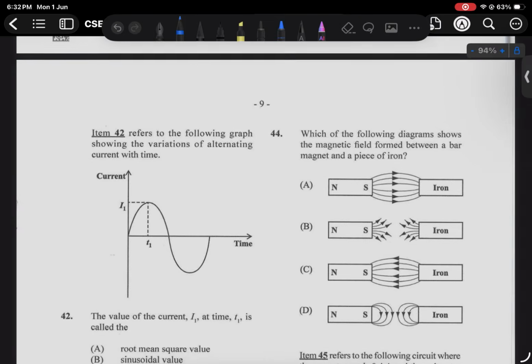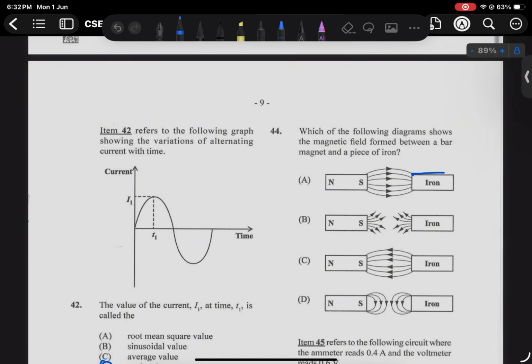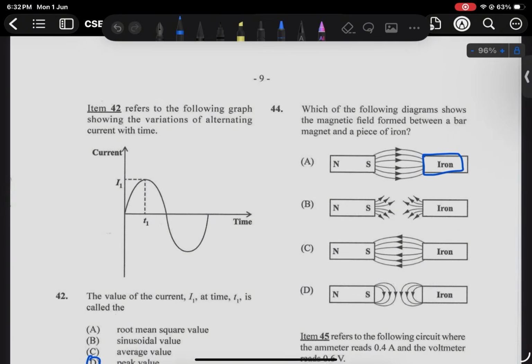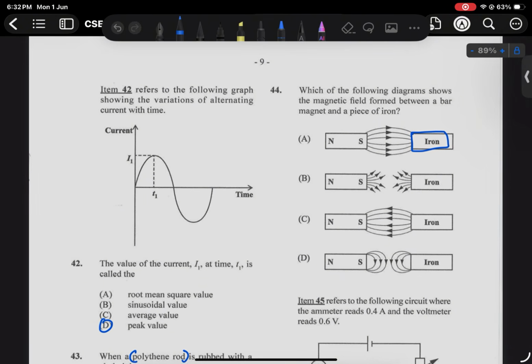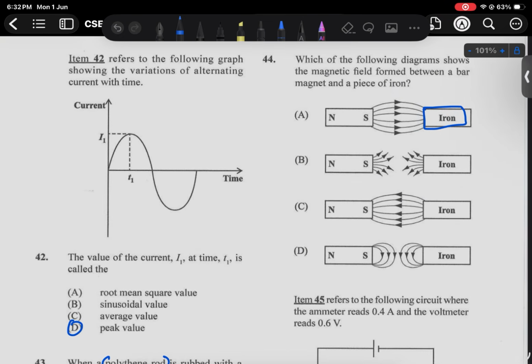Which of the following diagrams shows the magnetic field formed between a bar magnet and a piece of iron? So you know that when the bar magnet is brought to iron, it will cause iron to be temporarily magnetized, and iron would become a magnet itself. And you know, north always travels to south, so we'd have C as the correct answer.